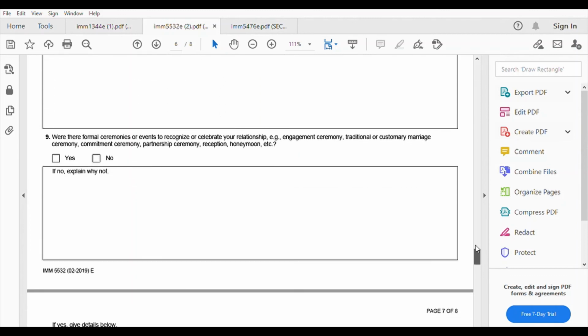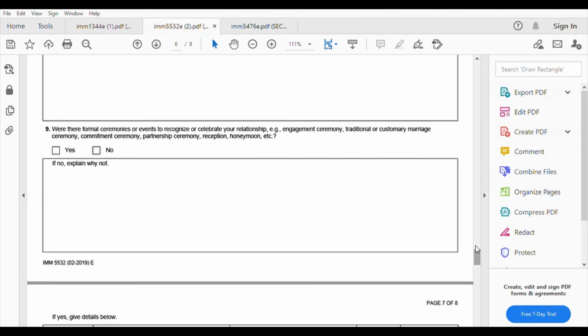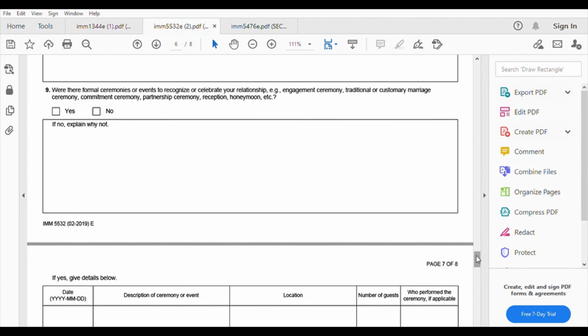Were there formal ceremonies or events to recognize or celebrate your relationship? So if there are any events like an engagement ceremony, traditional ceremony, or marriage party, whatever it is, you mention it. Yes if there is, no if there is not, and if no, explain why. So here, guys, if there is no ceremony, for example in our case of common law partnership, you can mention here that we are planning in the near future to have a small party with friends and family, something like this, to show the government that you are serious about your relationship.